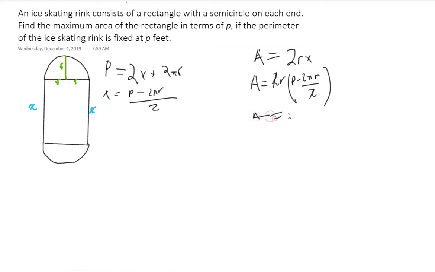Area equals, we'll just multiply everything out. r p minus 2 pi r squared. Okay. Now let's go ahead and take the derivative with respect to r. Derivative of r p is just going to be p. Derivative of 2 pi r squared is going to be 4 pi r.